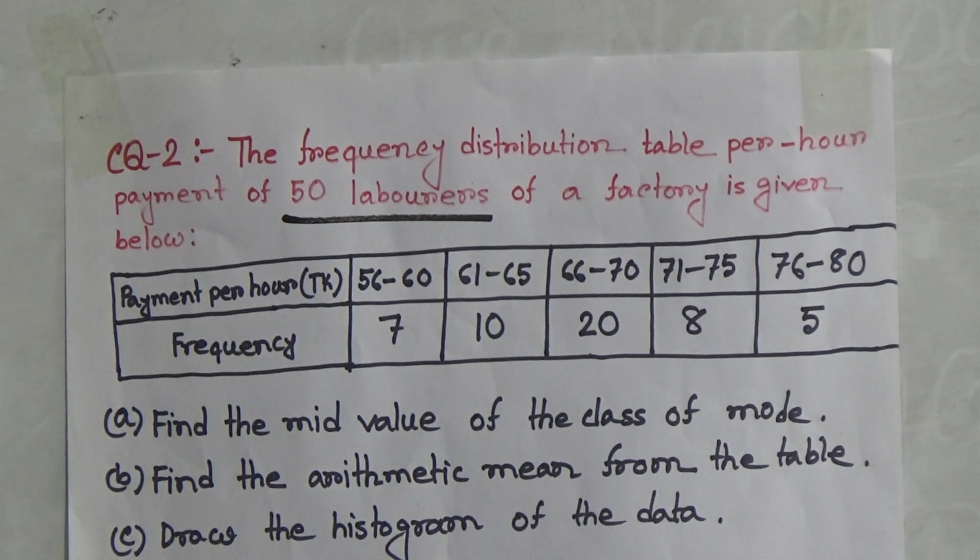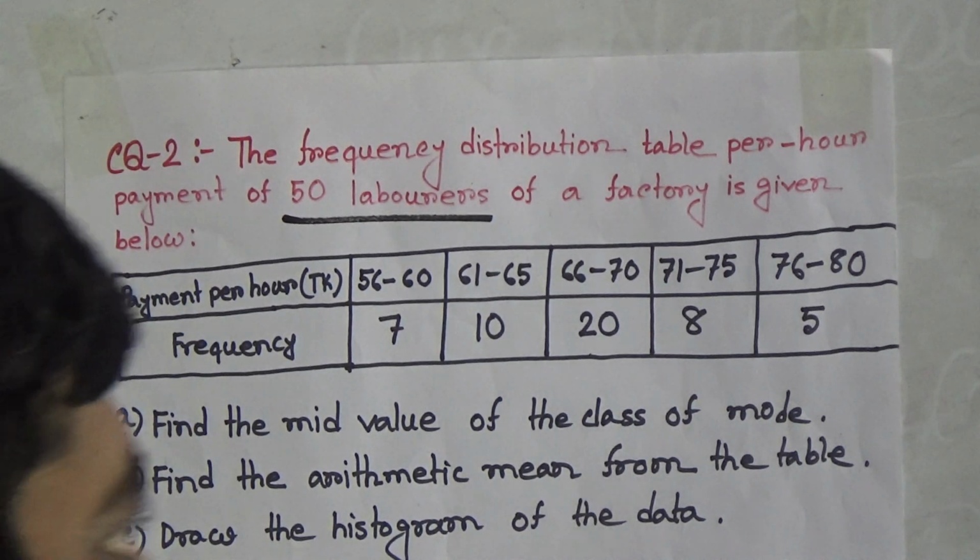So if we draw the histogram by using this, then there is a gap, but a gap is totally prohibited here. So my dear student, now we make this discontinuous class interval into a continuous class interval.